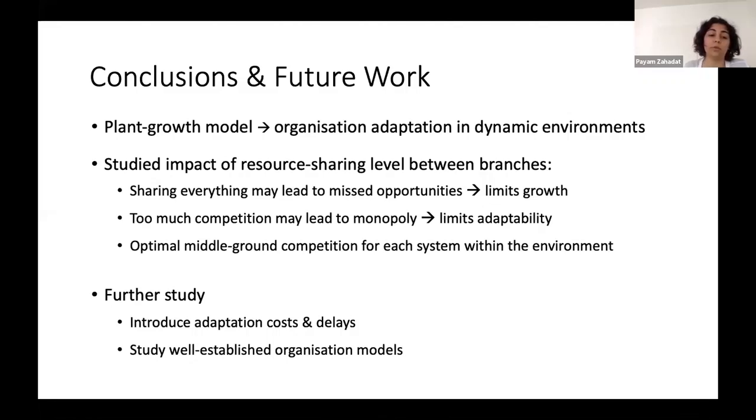And in the future, we would introduce adaptation costs and delays and so on. And we would also like to study well-established organization models to see where our model would actually be located.